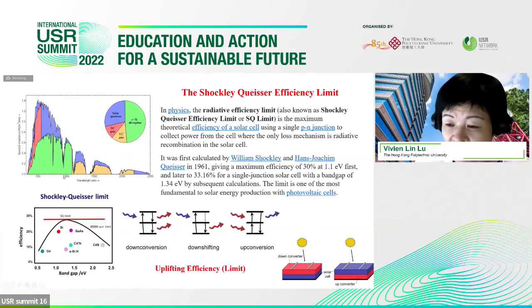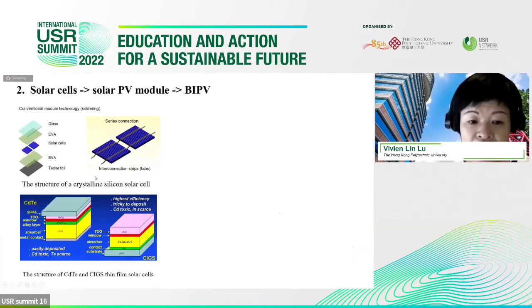The operating solar cell under strong sunshine is always very hot. That is because the efficiency is low, only 10 to 20%. Then where is the rest of the energy? The rest of the energy will be converted into heat. So the operating solar cell is usually very hot.